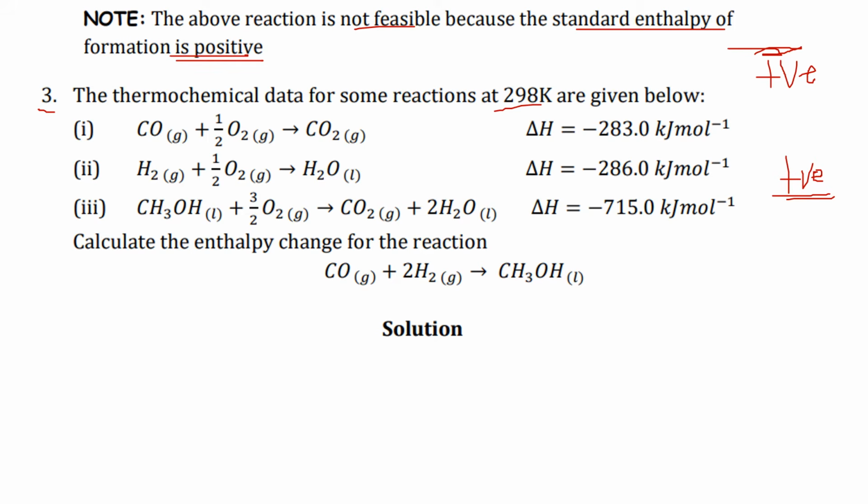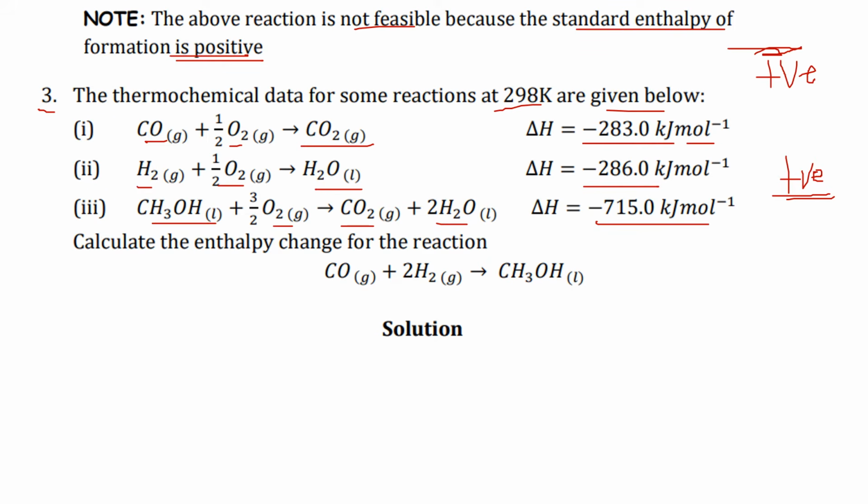So looking at example 3, the thermochemical data for some reactions at 298 Kelvin are given below. Number 1, combustion of carbon monoxide in oxygen gives carbon dioxide, and the energy change is negative 283 kilojoules per mole. Combustion of hydrogen in oxygen gives liquid water, and the enthalpy change is negative 286 kilojoules per mole. And combustion of methanol in excess oxygen gives carbon dioxide and water, and the enthalpy change is negative 715 kilojoules per mole.